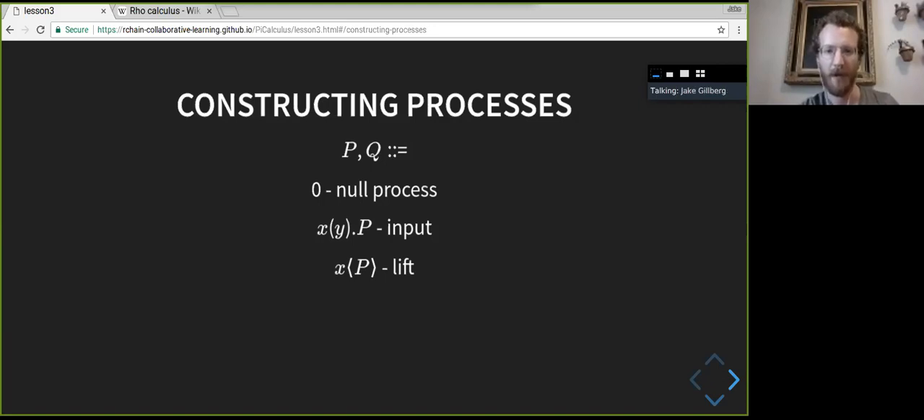Essentially when this input meets an output, when this input meets a lift, this process gets quoted and turned into a name and made available at the input.